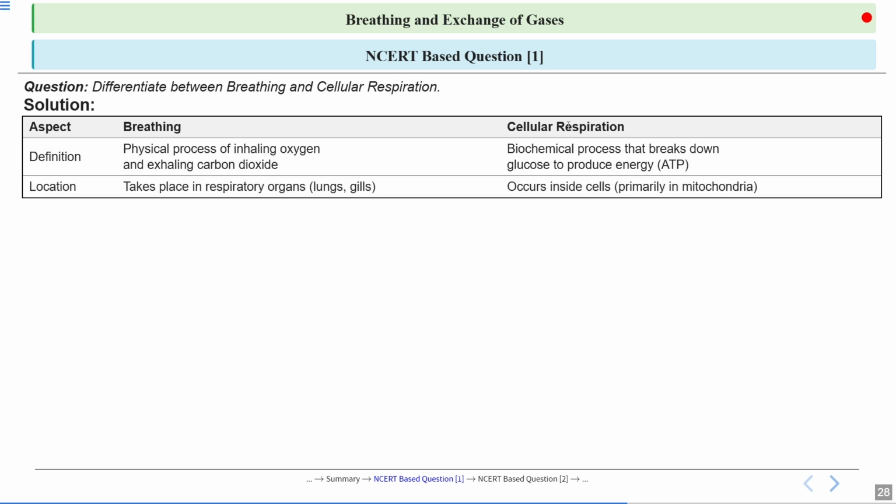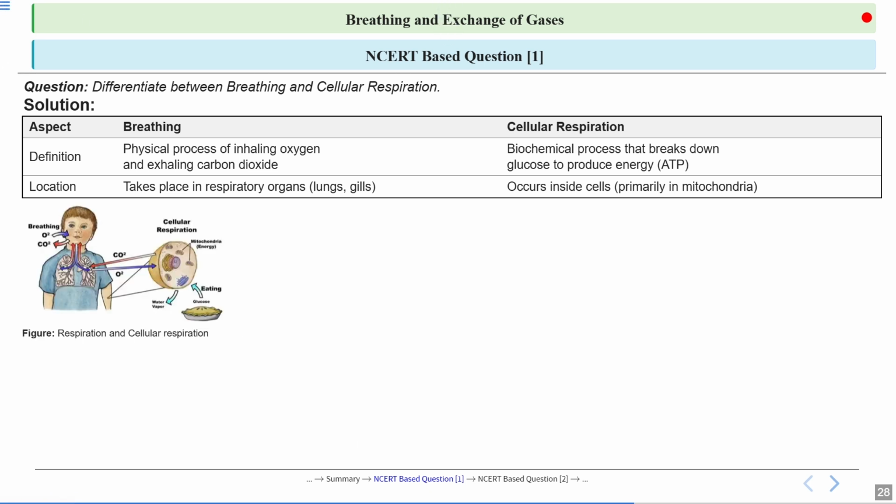Okay, so simply you can say in respiration energy is produced by breakdown of glucose. In breathing, no energy is being produced. So breathing is a physical process, respiration is a biochemical process. Okay, this image is showing you the breathing as well as the cellular respiration.